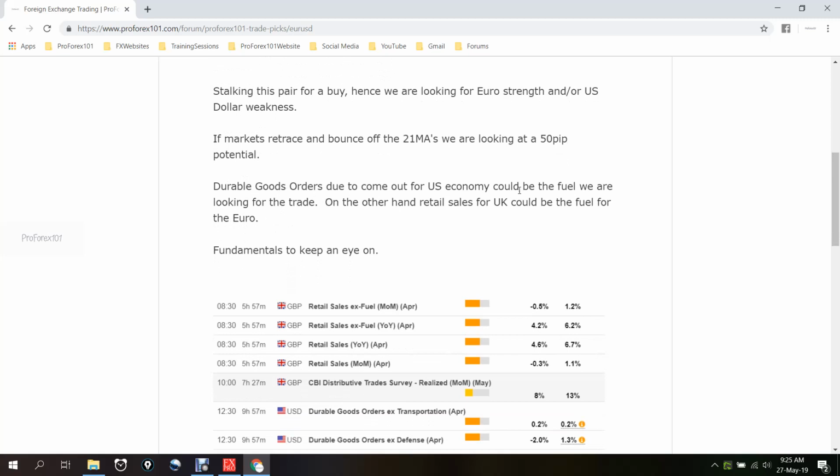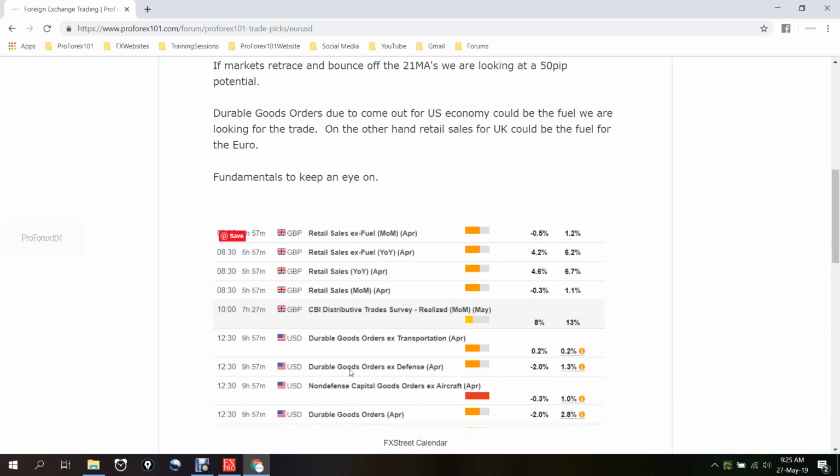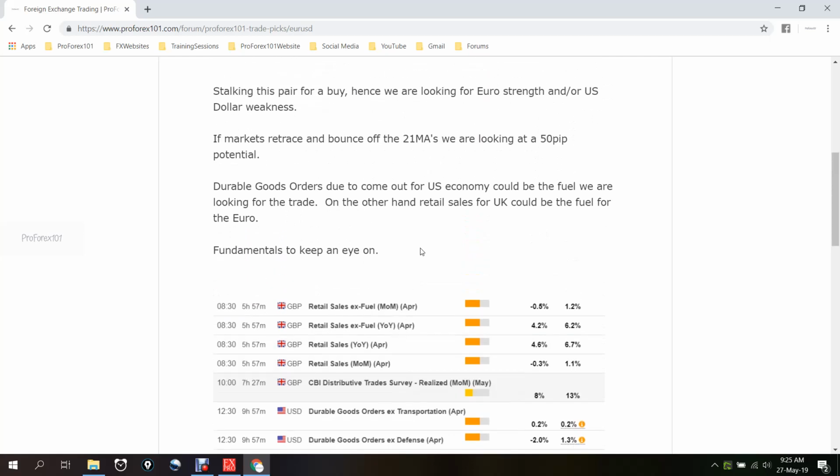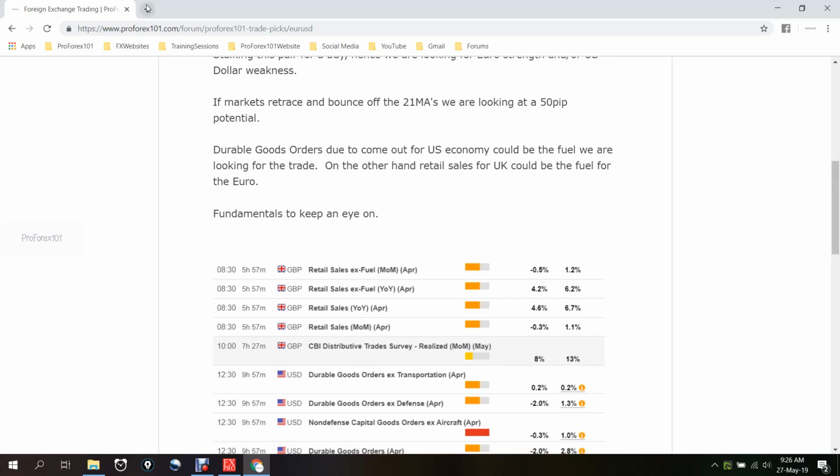Durable goods orders were due to affect the US economy. And for the pound, we had some retail sales coming in, and indirectly it would have affected the euro. We still haven't had the Brexit yet, so definitely whatever happens to the pound will be affecting the euro. So we wanted the pound to be strong and the US dollar to be weak. Let me show you the fundamentals that came out for that day, and they went hand in hand with the trade.